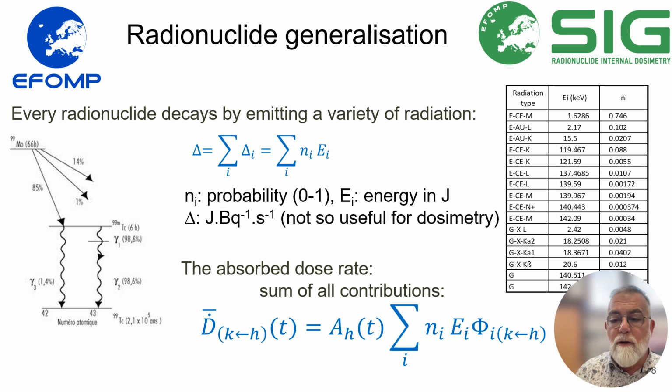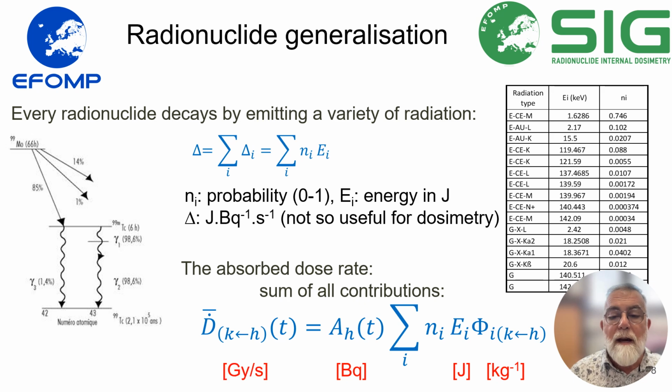So this equation gives you the absorbed dose rate in the target K from the source H at the time t, which is the activity in the source H at the time t, multiplied by a sum for all the types of radiation, of a probability of emission, the energy emitted for that type of radiation, and the specific absorbed fraction for that radiation from the source H to the target K. And because the energy is in joule, because the specific absorbed fraction is in kilogram minus 1, and the activity is in becquerel, what you have here are gray per second.